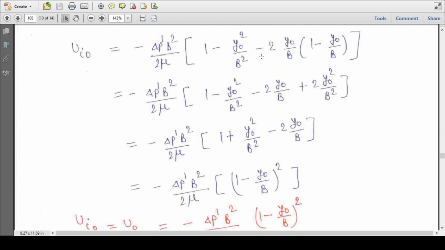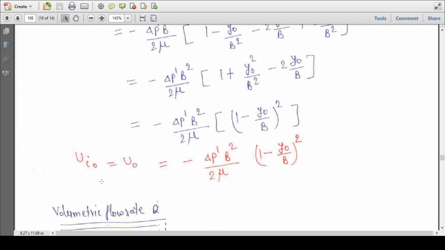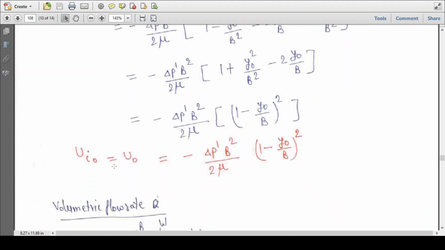If we take the common factor here and arrange and simplify it, we will get the expression for ui naught equal to minus delta p dash b square upon 2 mu, bracket 1 minus y naught upon b, whole square. So this is the expression for the inner plug flow velocity, which is constant in the given range.